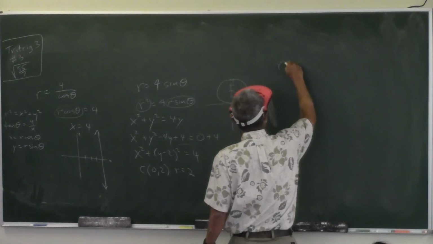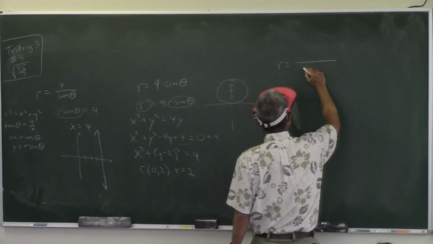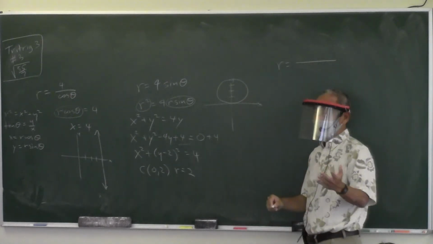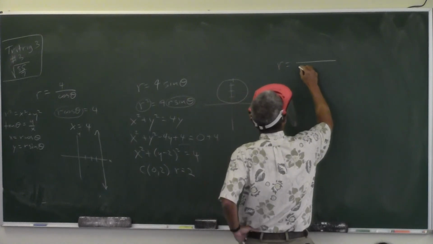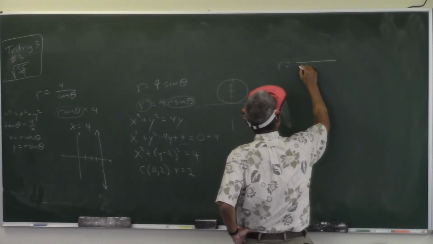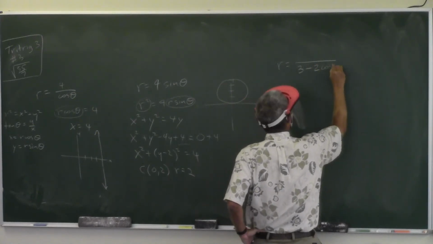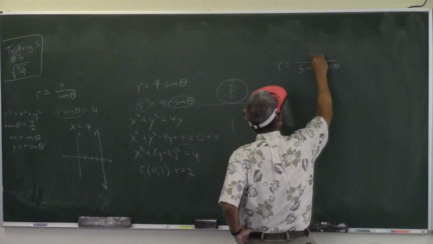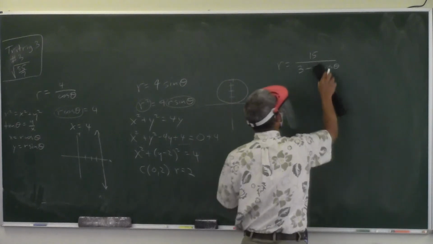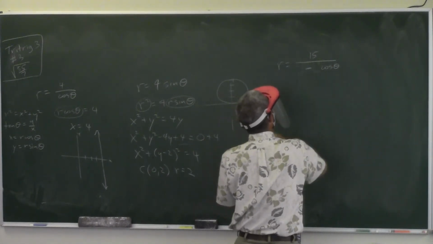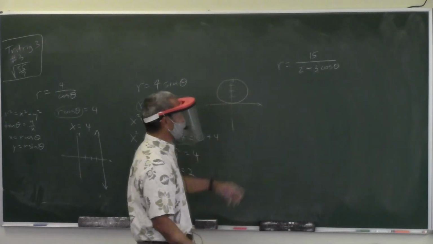Okay, r equals, okay, let me think. It depends what we want. What do you want? Parabola, ellipse, or hyperbola? I think we better go with hyperbola because that's probably the one that's gone from your mind, yeah? Okay, if we want a hyperbola, how about 3 minus 2 cosine theta, and then we got 15 up there. Now that's a hyperbola. You don't know it, but I know it.